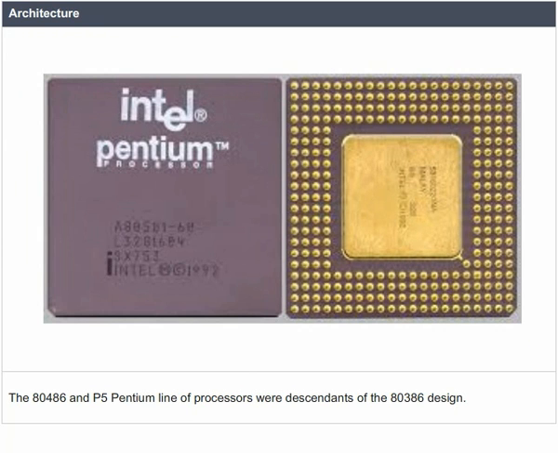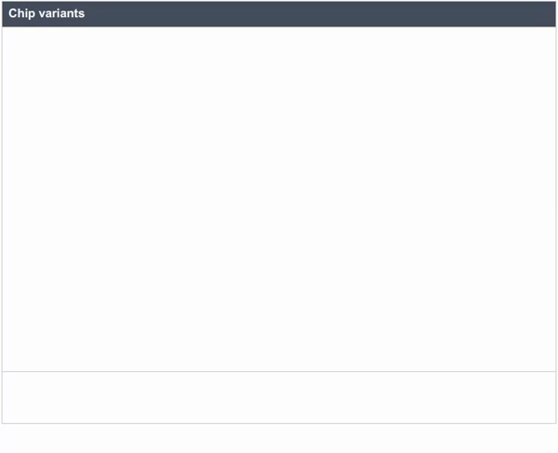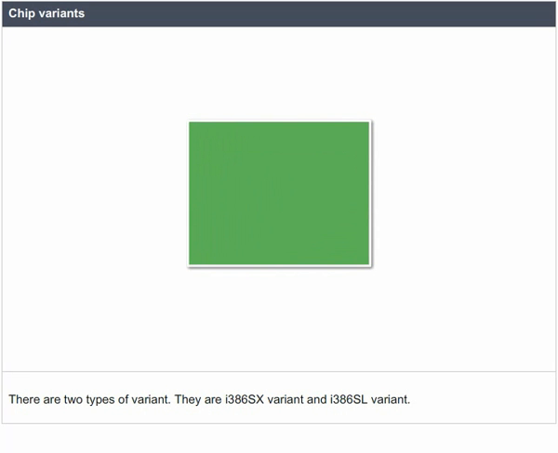Chip variants. There are 2 types of variants. They are the i386SX variant and the i386SL variant.